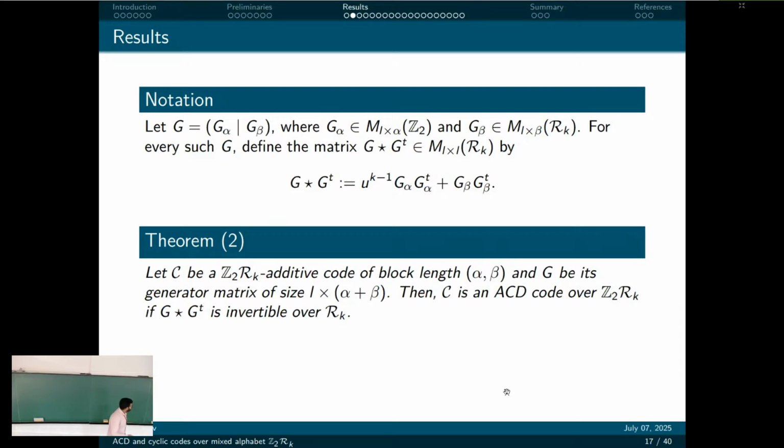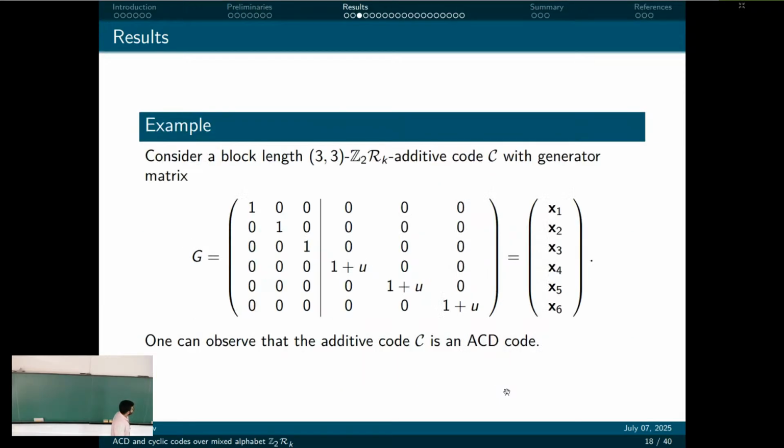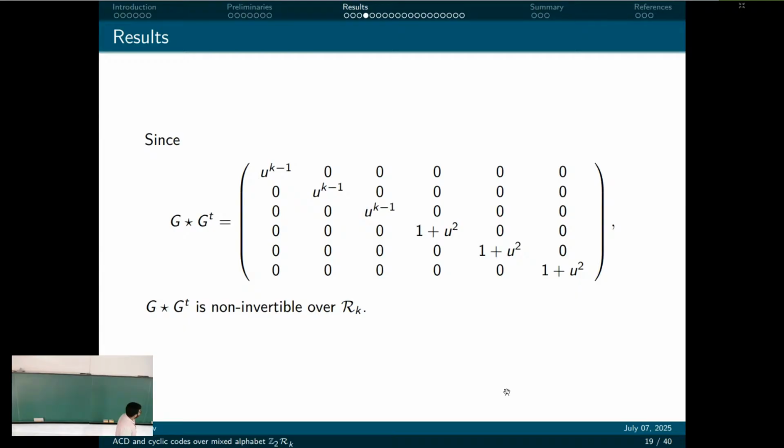So then we have a theorem. If C is a Z2R_k additive code of block length (alpha, beta) and G is its generator matrix, then C is an ACD code if G star G transpose is invertible over R_k. The converse of this theorem is not true in general. We can see an example. If we consider this G to be our generator matrix, then the code obtained C is an ACD code, but we can see that G star G transpose has determinant 0 over R_k. So G star G transpose is non-invertible, so the converse is not true.